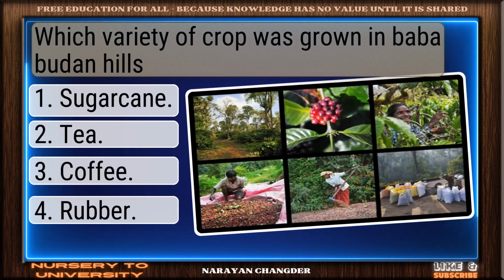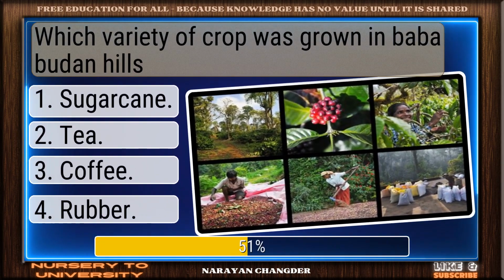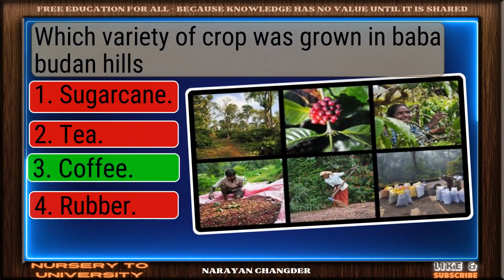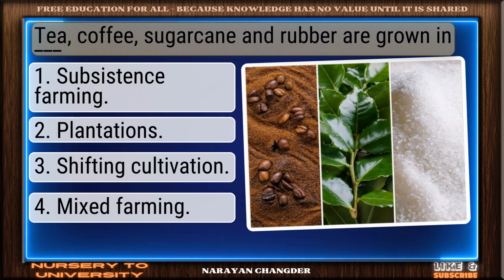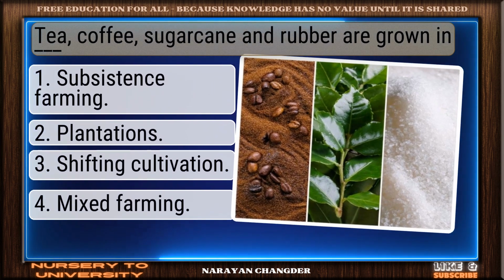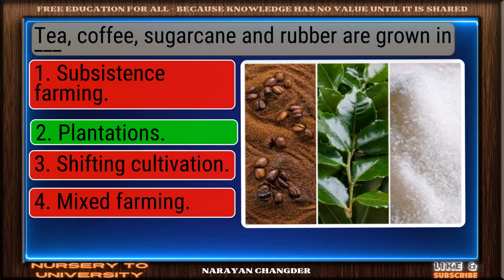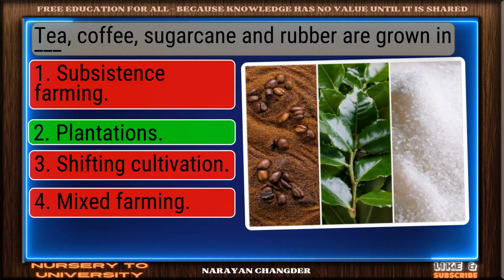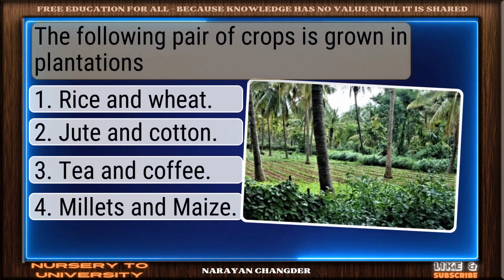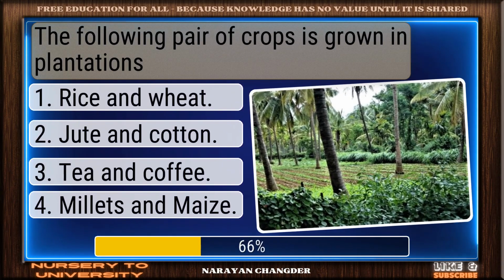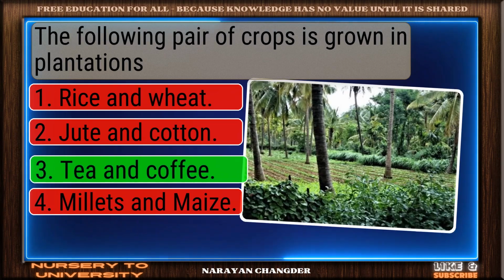Which variety of crop was grown in Baba Budan Hills? Solid response. Coffee is valid. Tea, coffee, sugarcane and rubber are grown in dash. You chose plantations. Correct. The following pair of crops is grown in plantations. You got it. Tea and coffee fits.